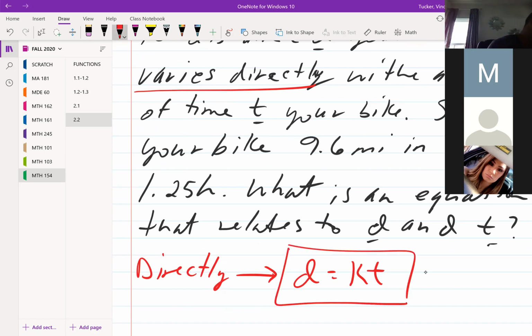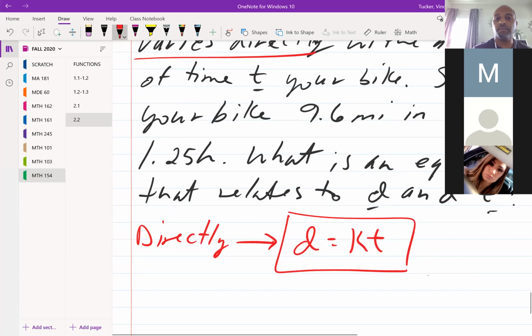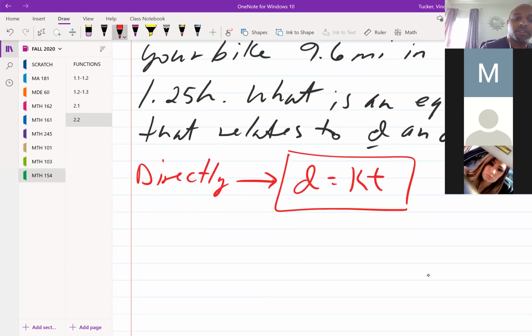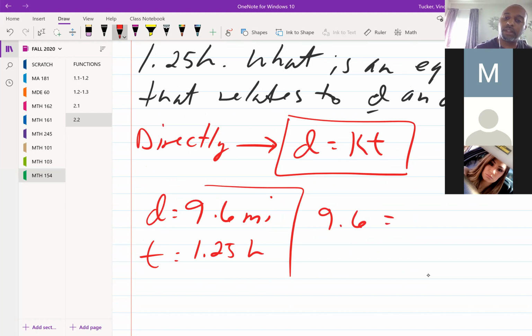So that should be the relationship that you have. Now they have a number sitting for all of the options. If you go back to the problem, I'll show you what it looks like so you can see what they're asking of you. All of the options are D equal to a number times T. So really all they want us to find in this problem is K, and then plug it into your formula. So we have 9.6 miles, which is your distance, and your time, T, is 1.25 hours. So you do 9.6 equal to K times 1.25.